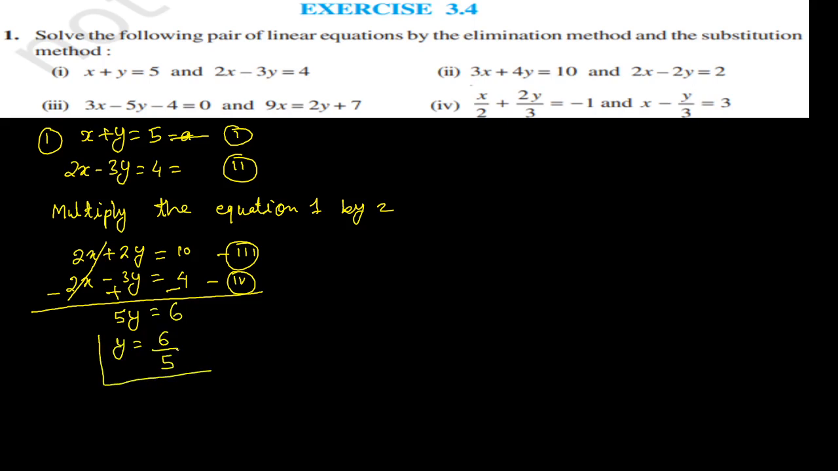Now you get the value of y. By eliminating, you have eliminated the x from the equation by making their coefficient equal. You can see here, by multiplying equation 1 by 2, we have made the coefficient the same for x. So in this way we can eliminate the x. Now we are going to put y is equal to 6 by 5 in equation number 2.